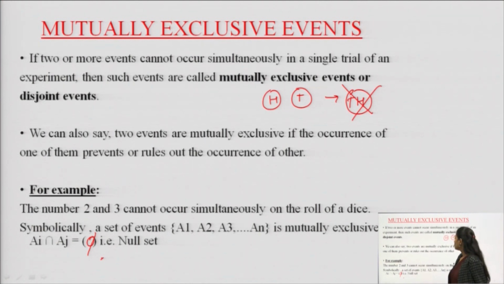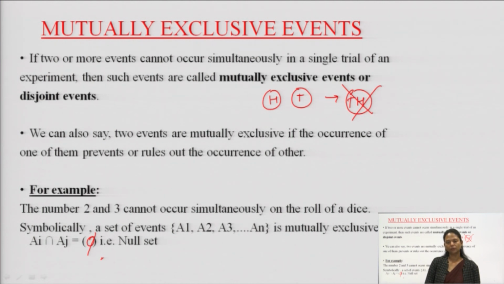If I talk about mutually exclusive, then mutually exclusive also means when the other thing cannot repeat itself, cannot come until you roll it or experiment again. So, that is why we have said we can also say 2 events are mutually exclusive if the occurrence of one of them prevents or rules out the occurrence of the other.